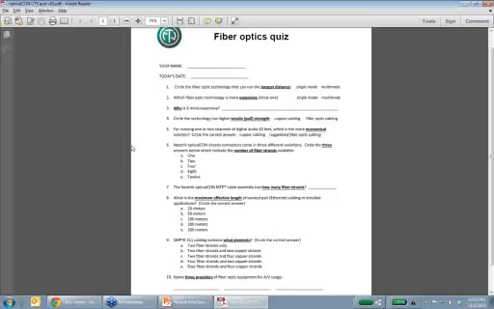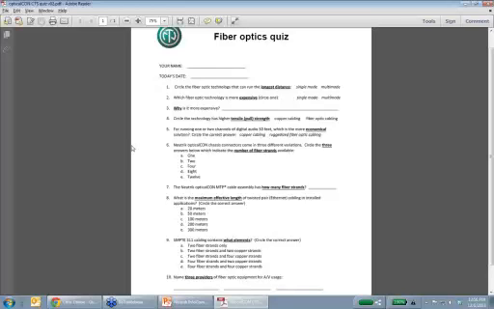Circle the fiber optic technology that can run the longest distance. The answer is single mode. Remember, single mode can run 10 times the distance of multimode. Question 2: which fiber optic technology is more expensive? Single mode. Question 3: why is it more expensive? It requires expensive laser-based transceivers rather than the less expensive transceivers for multimode. The answer really comes down to the transceivers.